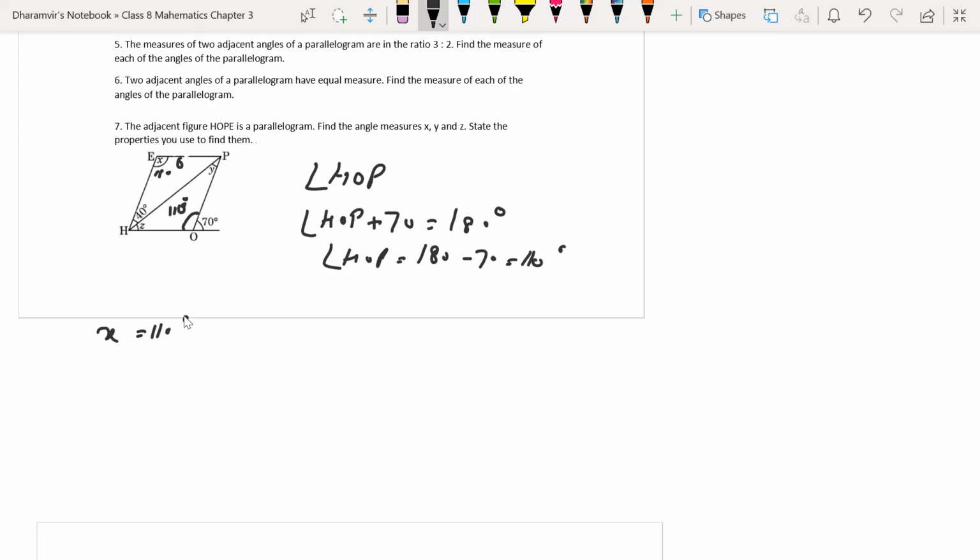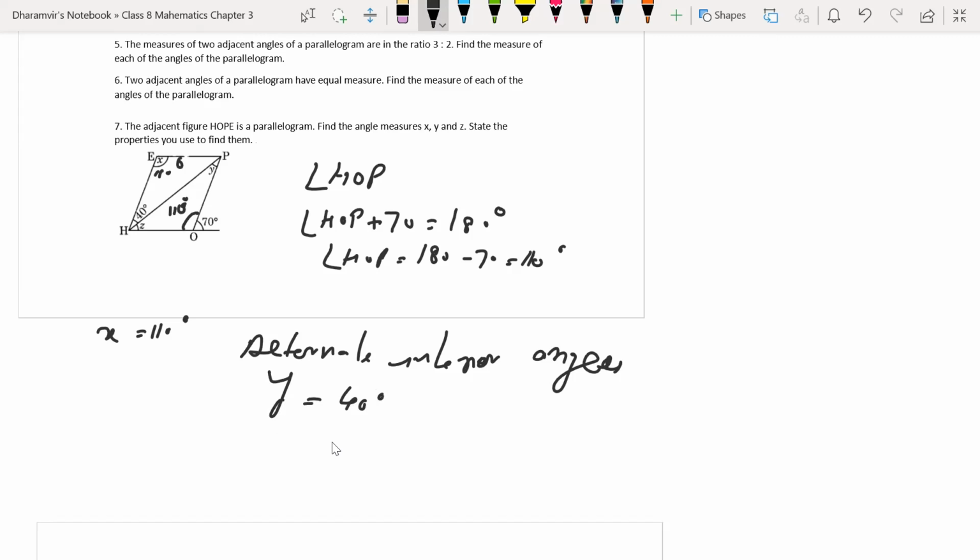Now what is y? Angle y is the alternate interior angle. Alternate interior angles are always equal. Hence, according to this rule, y is 40 degrees.